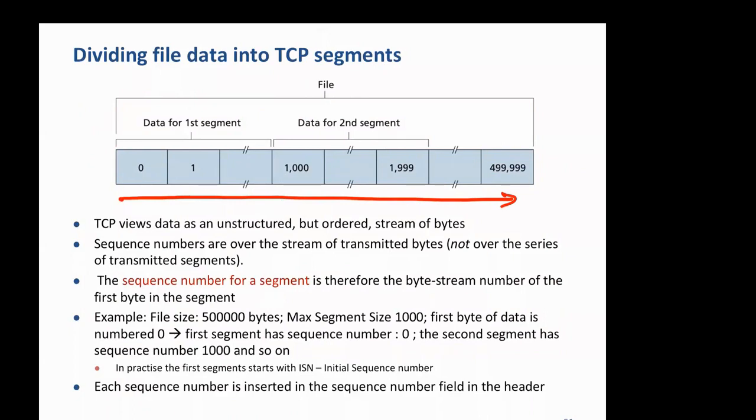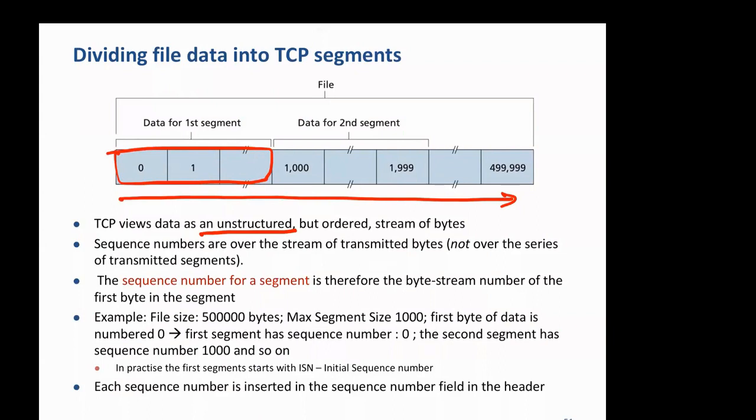So TCP views data as unstructured. There's no structure in it, right? It's a stream of data, but it has to create some structure because it has to send this through TCP. So it decides on the segment size.